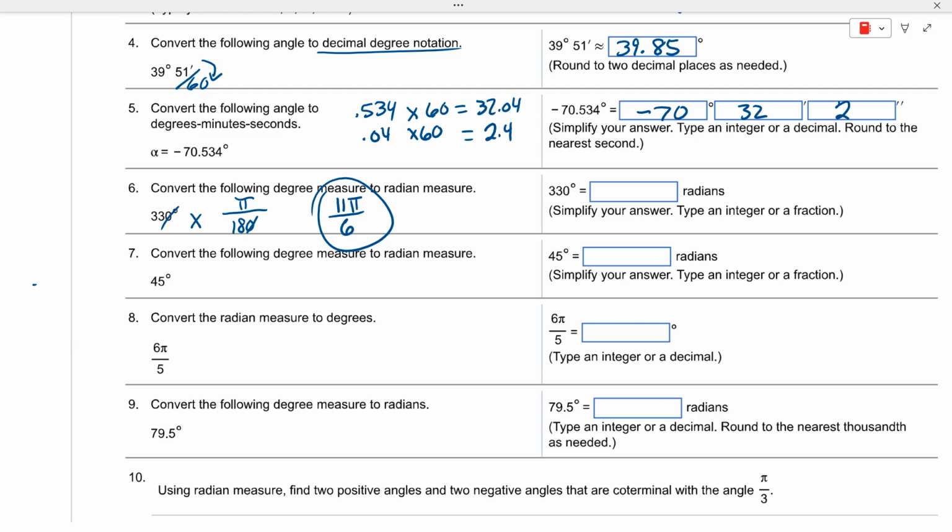All right. Convert to radian measure. Still doing the same thing. Multiply by pi, divide by 180. 45 goes into 180 4 times, so it's pi over 4.